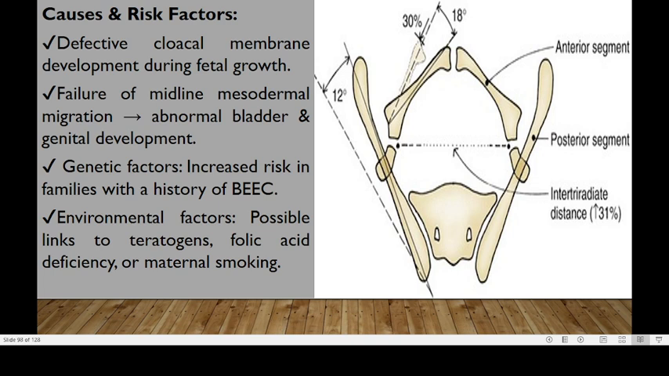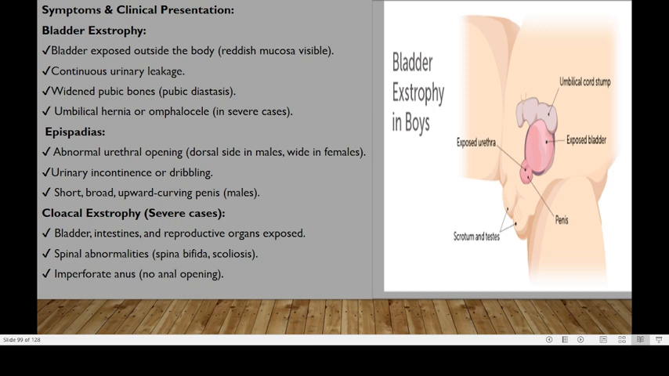This condition is caused by defective cloacal membrane development during fetal growth or failure of the midline mesoderm migration, leading to abnormal bladder and genital development, or genetic factors, which normally lead to increased risk. The risk is increased in families with a history of this condition. Environmental factors possibly could be linked to teratogens, folic acid deficiency, or maternal smoking.